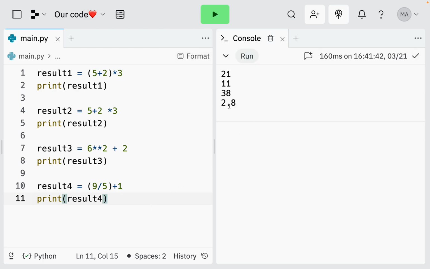Oh, and it gives us 2.8. So you can just play around with them, but this is how we get 2.8. What it would actually be is 1.8, but then you add 1 to it. It's plus 1, so then it becomes 2.8. So that's how we got 2.8.